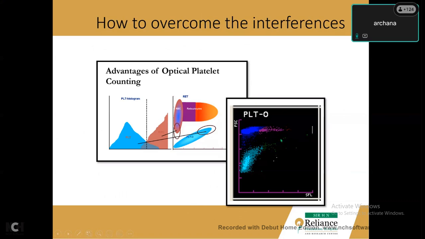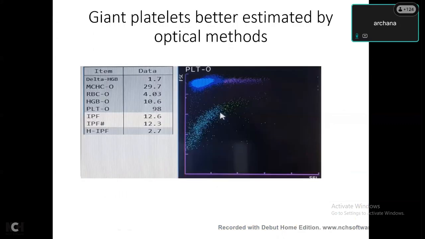So easily differentiable, a very good parameter to have in your analyzer if you have the option available, because it really simplifies these cases where we have overlap between giant platelets and schistocytes, microcytes, etc. So the platelet count of the case I showed you earlier with the 75,000 platelet count actually got corrected to 98,000, and you can see the population here, which is the giant platelets.